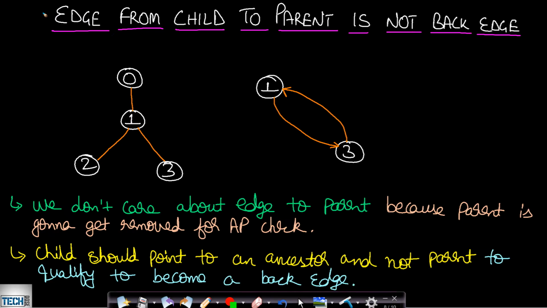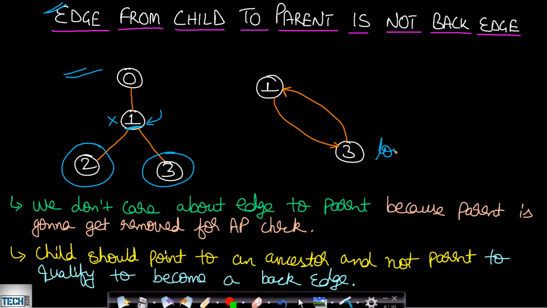Now this is a very important point: an edge from child to parent is not a back edge. So if you consider this graph and you are at this node 1, finding if this node 1 is an articulation point, what will you do? Actually we will remove this node 1 and see if the number of components is increasing. So if you are considering the subgraphs, there will be two subgraphs, this 2 and this 3. Now if you consider this subgraph 3, then this undirected edge means that there is an edge from 1 to 3 and also an edge from 3 to 1.